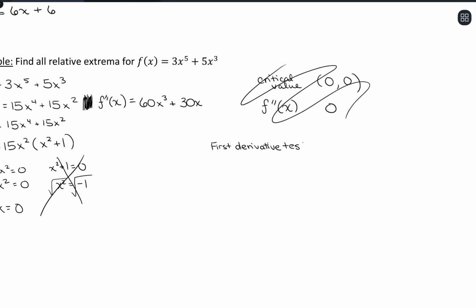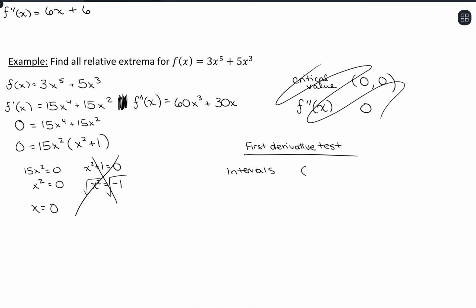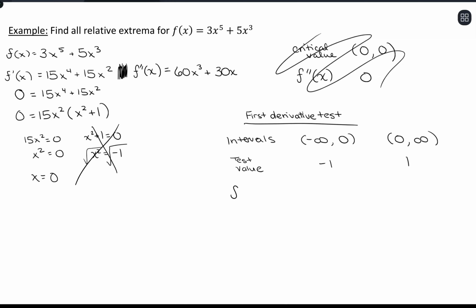Okay. So the first derivative test, we have intervals, and our cutoff was x equals 0. So we're going to have two intervals. We're going to have behavior from negative infinity to 0, and then from 0 to infinity. Then we're going to want a test value in each of those areas. So we're going to grab, how about negative 1 and positive 1, to make that nice and easy. And then we're going to evaluate the first derivative at each of those points.